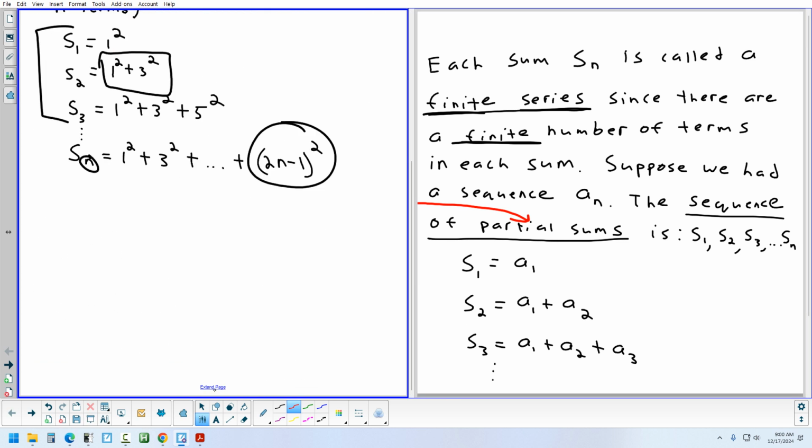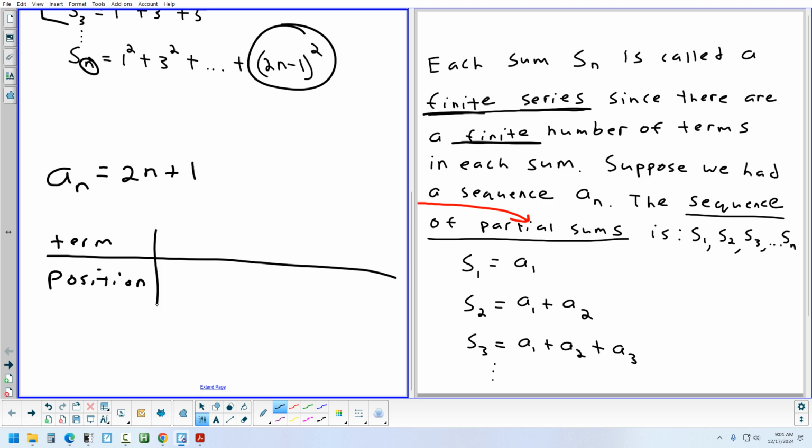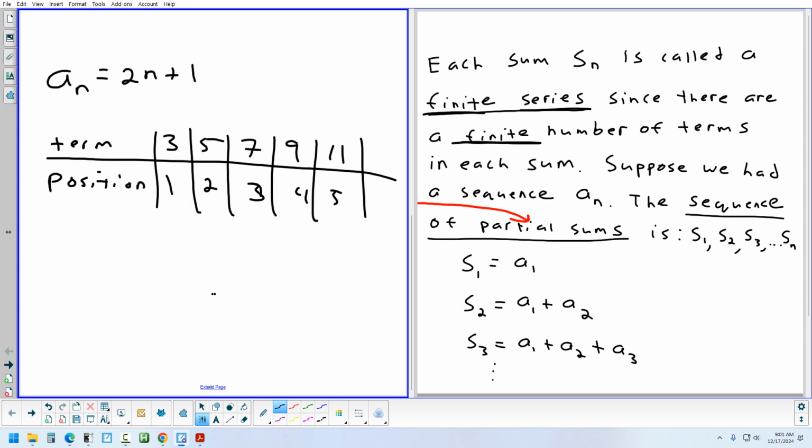Right. Here's another example of a sequence of partial sums. Let's say we had this formula, A sub n equals 2n plus 1. Let's just write out the first 5. Okay. If you plug in 1 for n, what would you get for your term? 3. What if you plug in 2? 5. If you plug in 3? 7. 9. And 11. Okay. Now, those are the terms in the sequence.